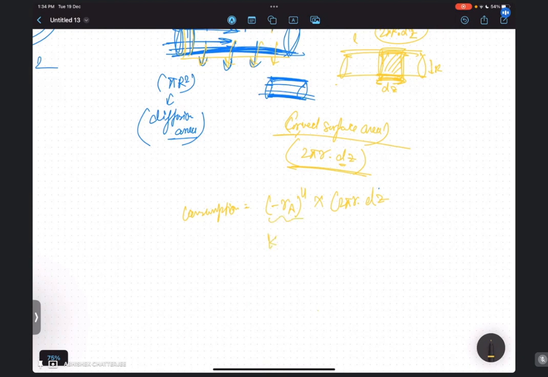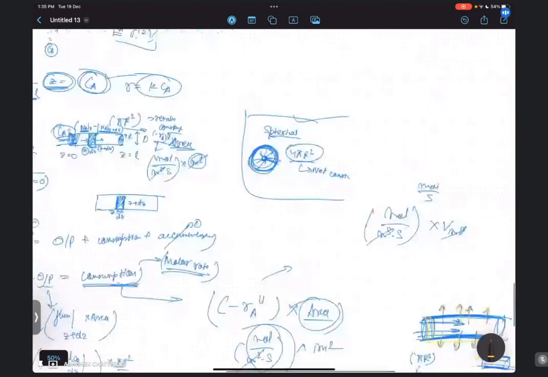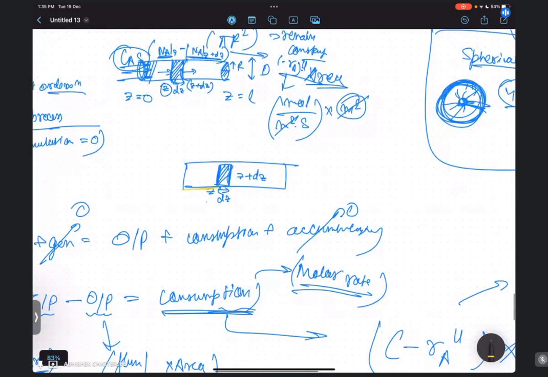And this minus r is nothing but k double dash into your Ca, isn't it? The rate constant into our Ca, because it's a first order reaction. This Ca will be the concentration at a distance of z. Distance of z from the starting, not from the ending. Don't think that if this is your cylindrical pore, the distance z is from here. The distance is z from the starting, z equals 0 to z equals z.